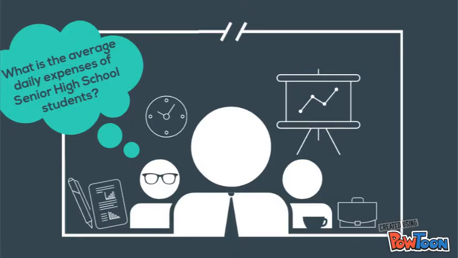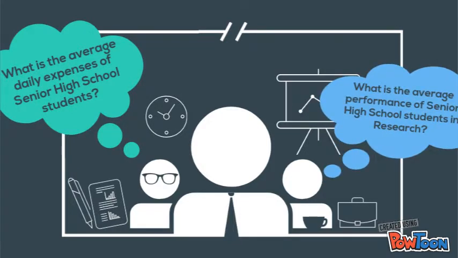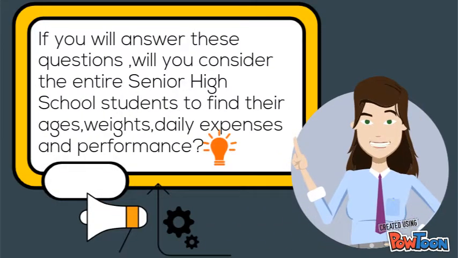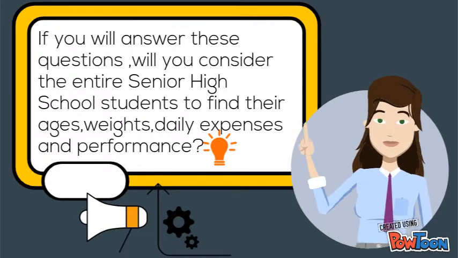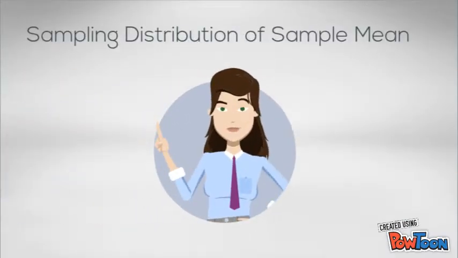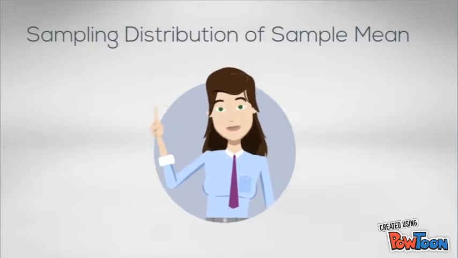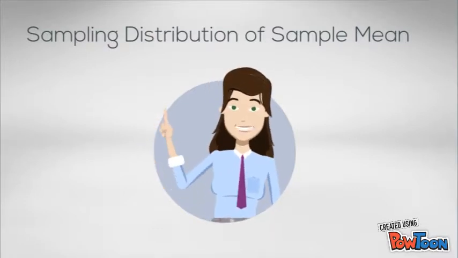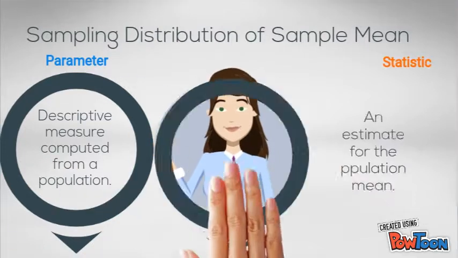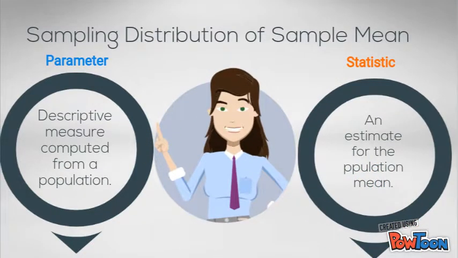What is the average daily expenses of senior high school students? What is the average performance of senior high school students in research? What is the average age and weight of senior high school students? If you will answer these questions, will you consider the entire senior high school students to find their ages, weights, daily expenses, and performance? Researchers use sampling if taking a census of the entire population is impractical. Data from the sample are used to calculate statistics, which are estimates of the corresponding population parameters. Thus, parameter is a descriptive measure computed from a population, while statistic is an estimate for the population mean.